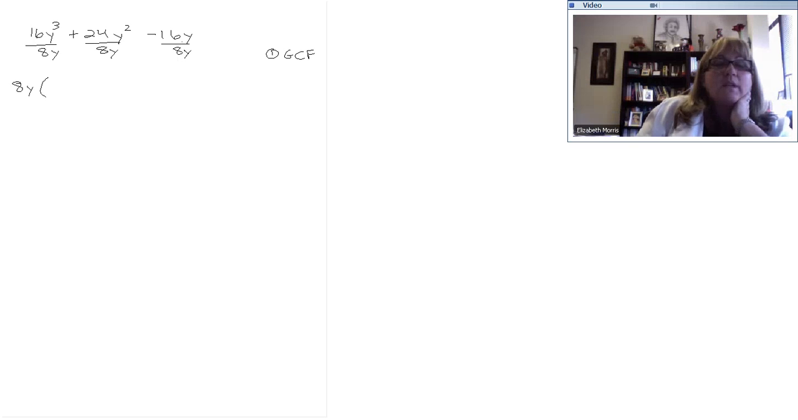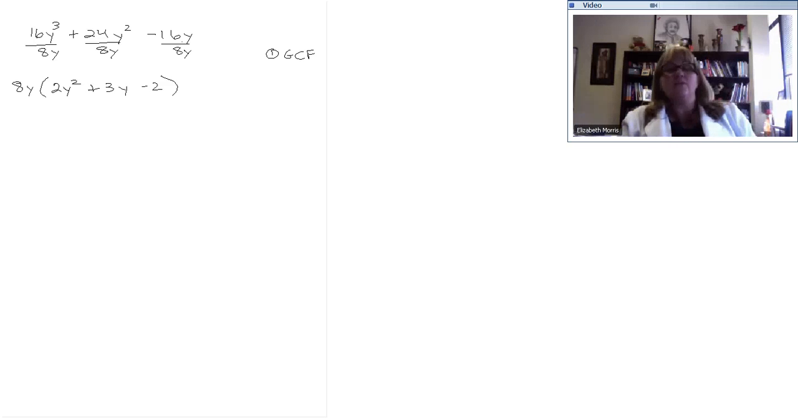We're left with 2y squared plus 3y minus 2. 16 divided by 8 is 2. Y cubed divided by y is y squared. 24 divided by 8 is 3. Y squared divided by y is y. And negative 16 divided by 8 is negative 2, and the y's are gone.